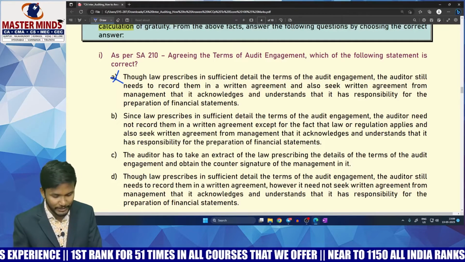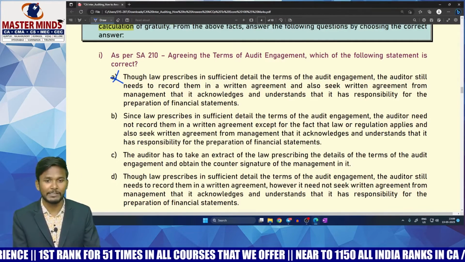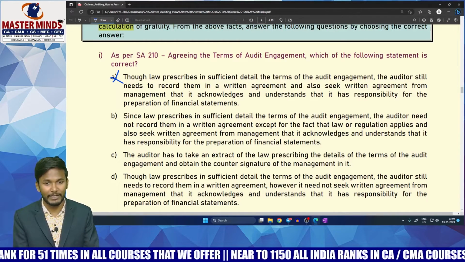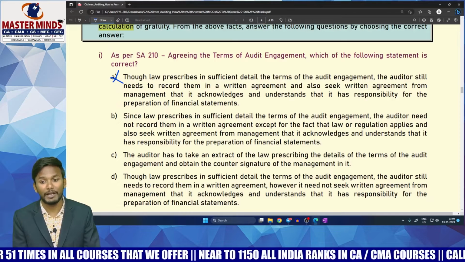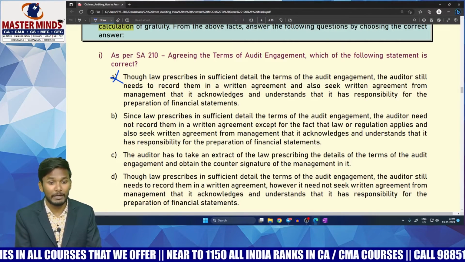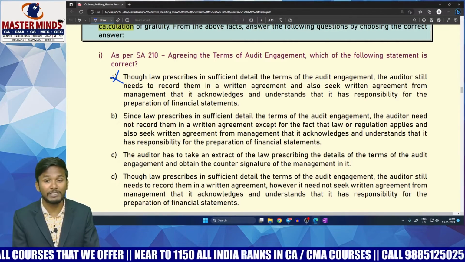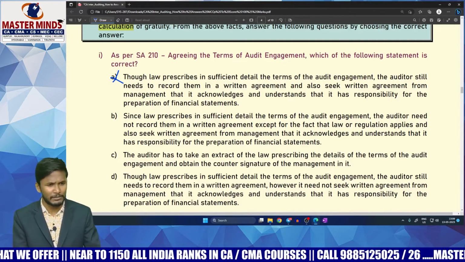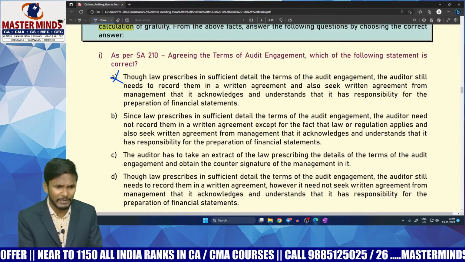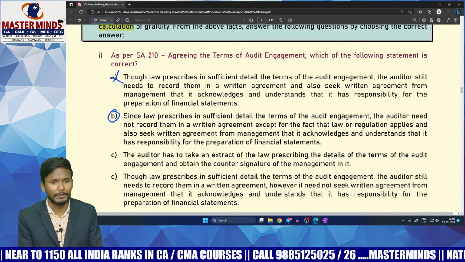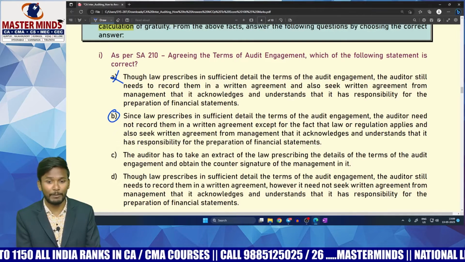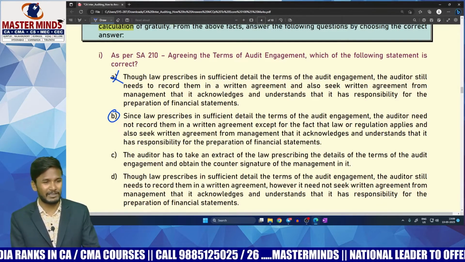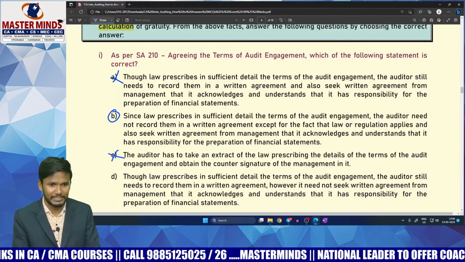Okay. Next one, option B. Since law prescribes in sufficient detail the terms of audit engagement, the auditor need not record them in writing, except for the fact that law or regulation applies, and also seek written agreement from the management that it acknowledges the understanding that it has responsibility for preparation of financial statements. This sounds to be good. Yes, but let's see the remaining options. The auditor has to take an extract of law, prescribe the details of the terms of audit engagement, and obtain the signature. So this is nowhere covered in the standard. He is giving a general point.